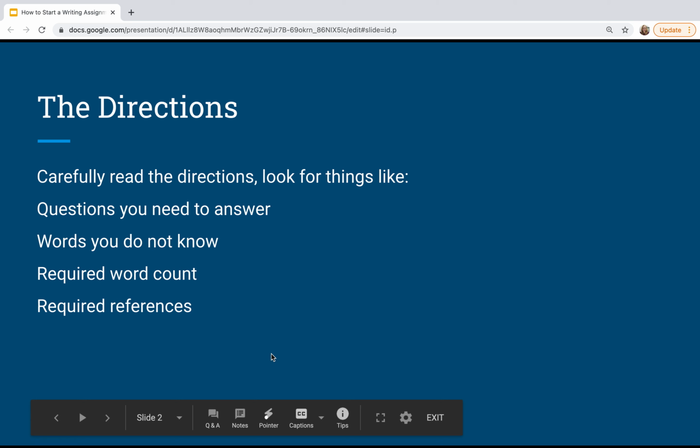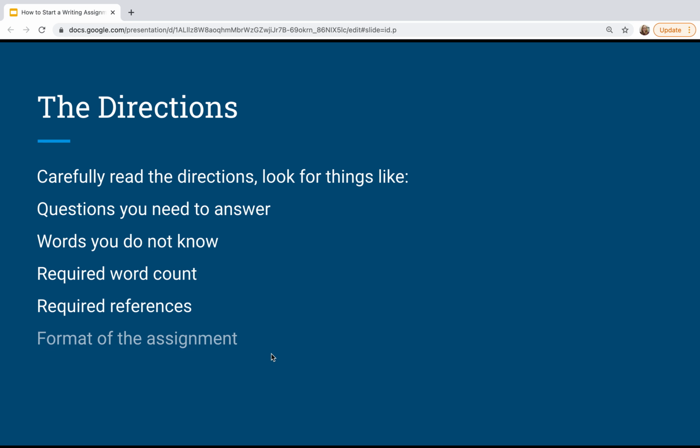Required references. If you are doing a research paper, it will be expected that you will have some number of references. Oftentimes, instructors specify the minimum number of references you need for your paper. Make sure to look at that as you are looking at your instructions.